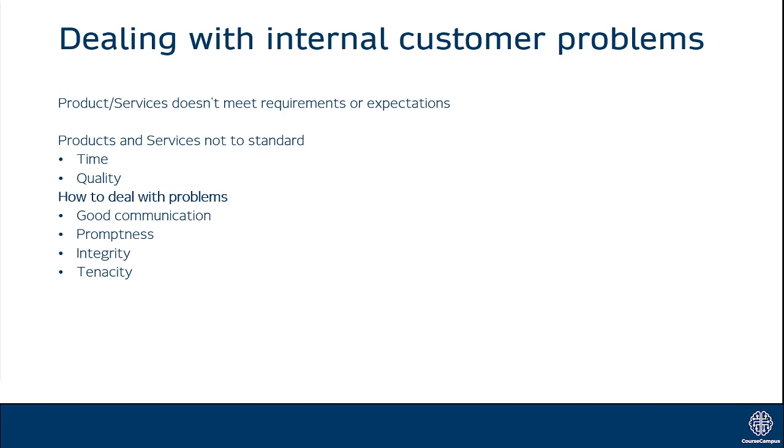There should be integrity, so that means there's not really covering up. You've been open, you've been honest. Okay, we've made a mistake. Let's see what we can do to solve this. And tenacity, so you wouldn't give up if the problem's too great. You'd actively try and find a solution for your customer.